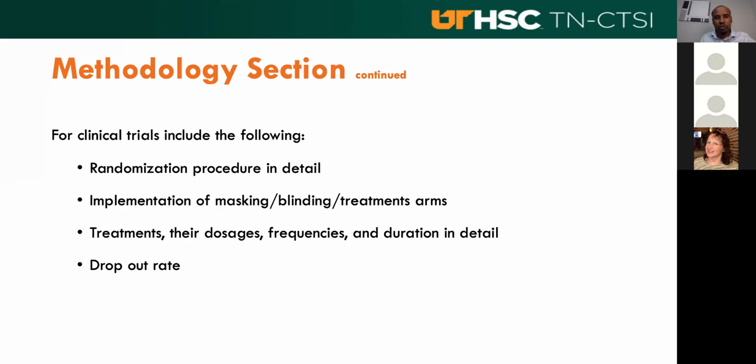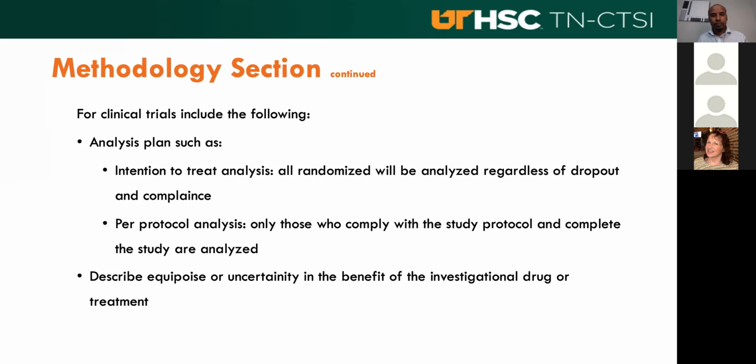The randomization scheme, the implementation of masking and blinding, make sure to describe those, and make sure to describe the dropout rate. So how many of the randomized participants eventually completed your study? And how are you going to conduct the analysis? We'll describe that in the next slides.